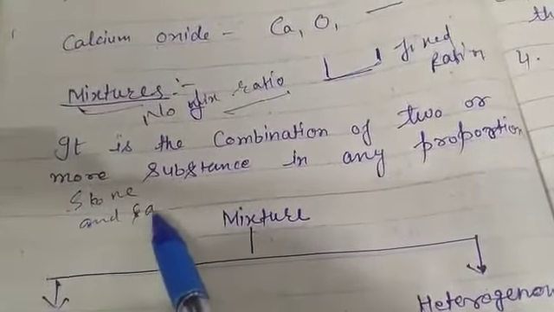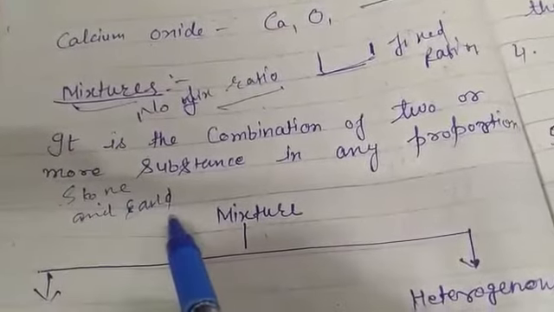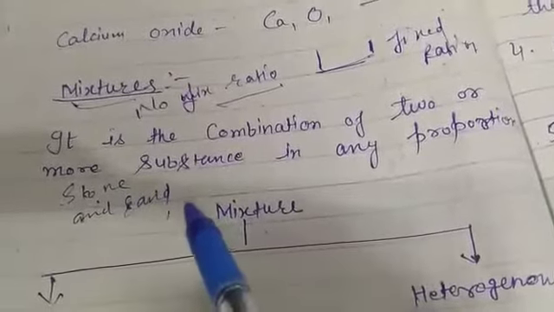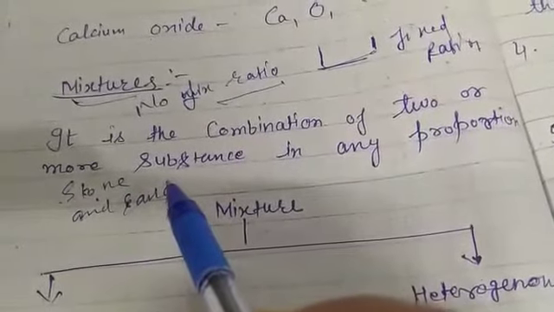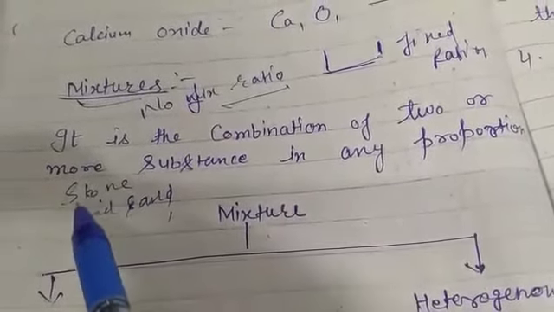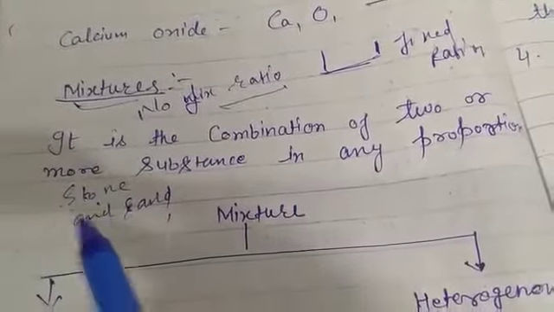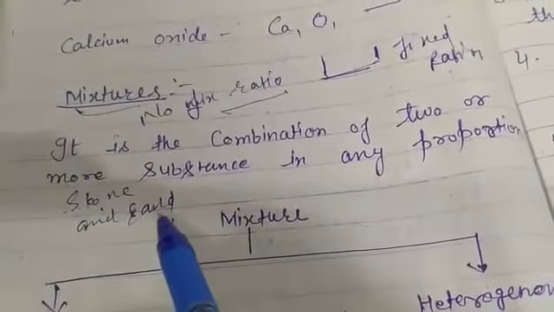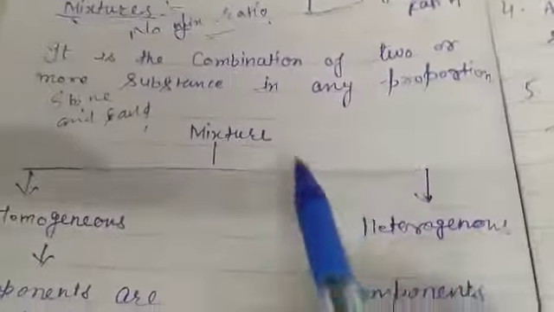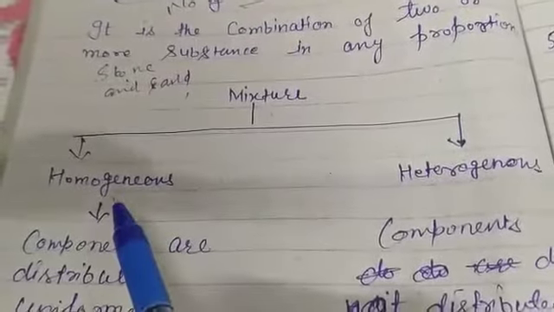While we are mixing stone and sand, we never bother about the number of stones and the number of sand particles. We can mix them with round figures. There is no accurate measurement of the stone and sand, so they can be present in any proportion and anywhere. Mixtures can be classified into two categories.